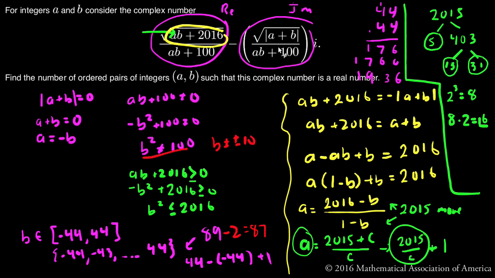And so finally, I had 87 ways to make this part 0. I have 16 ways to make this part the exact opposite of this minus here, so they would cancel. And that gives me 103 total ways to make this a real number.